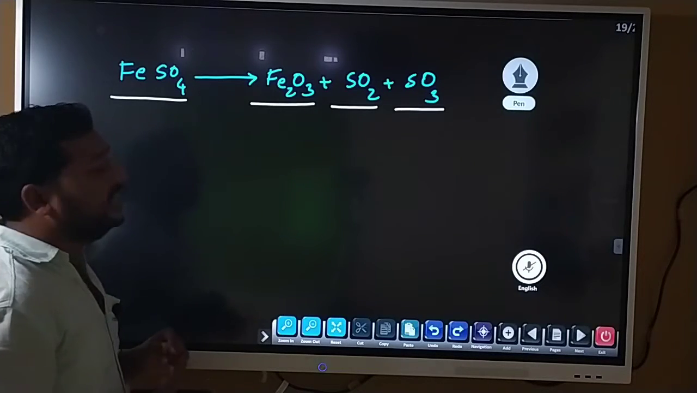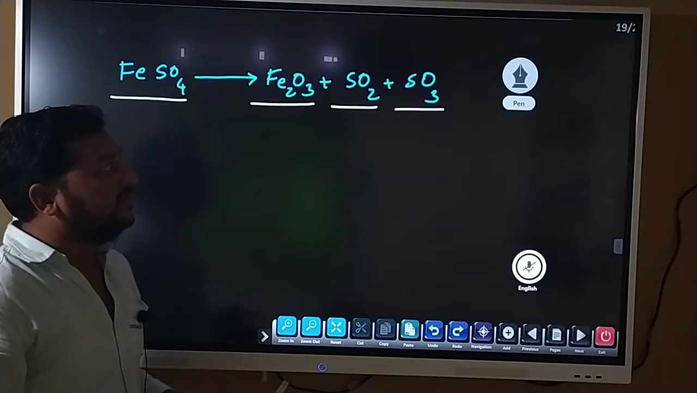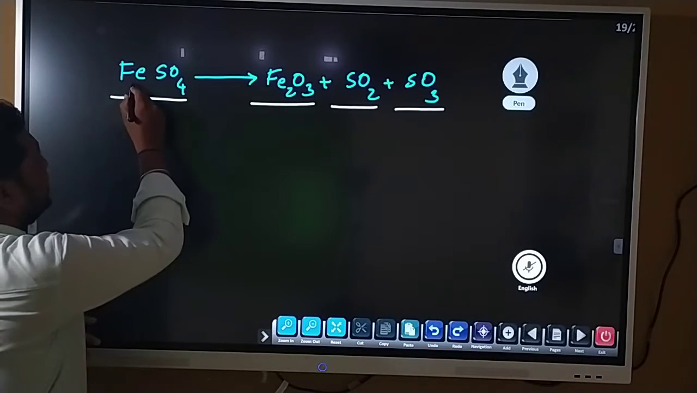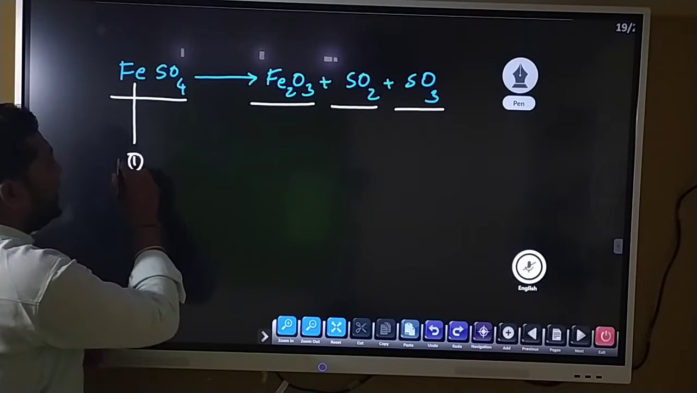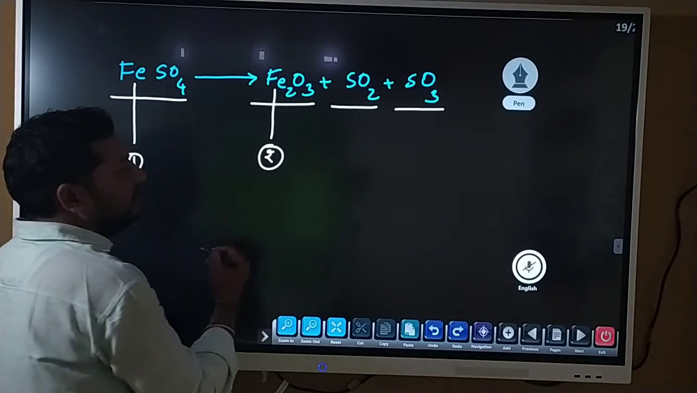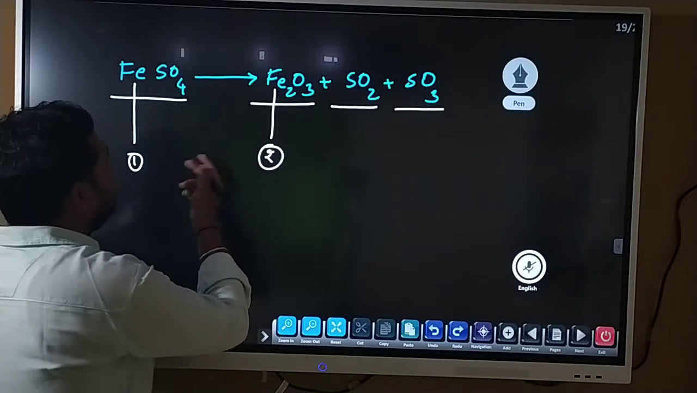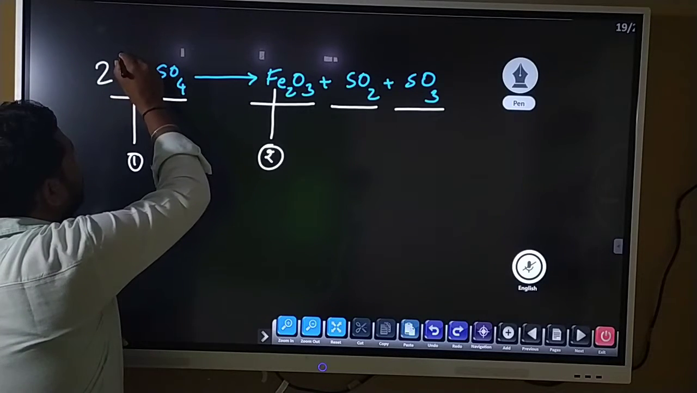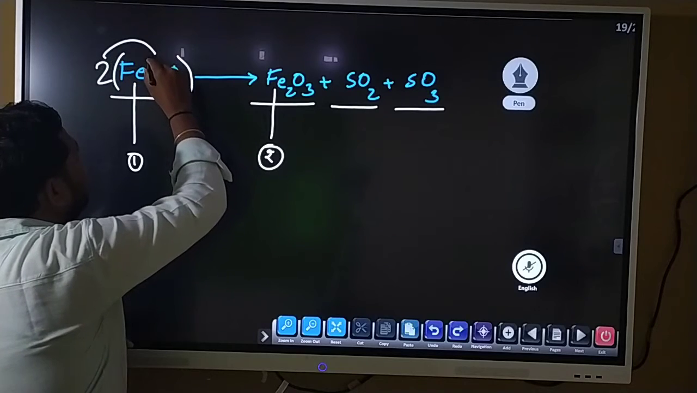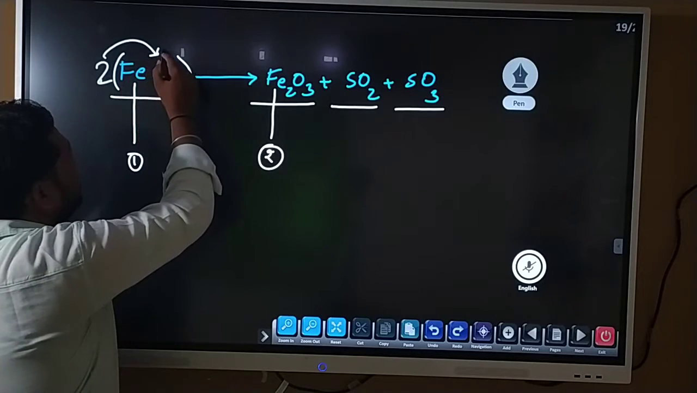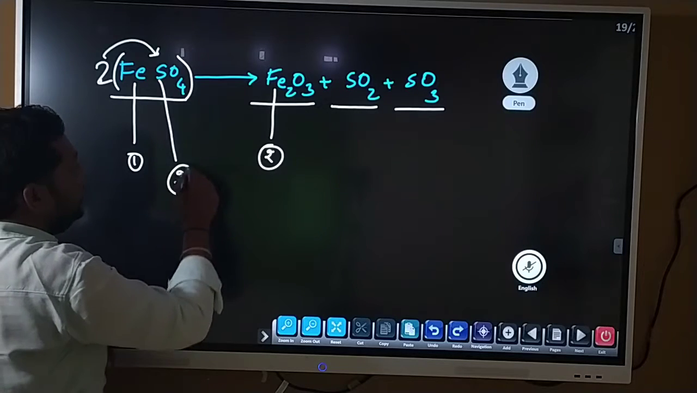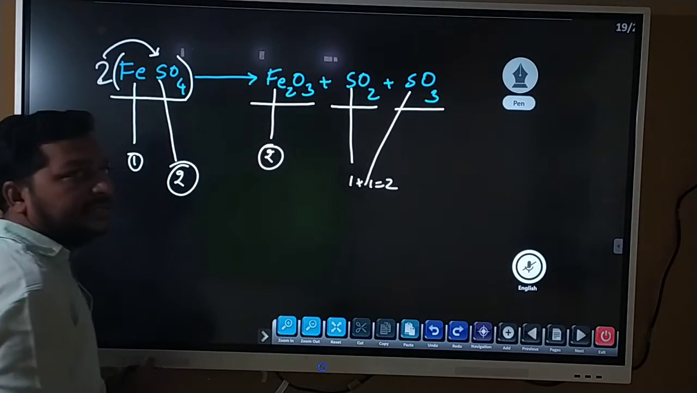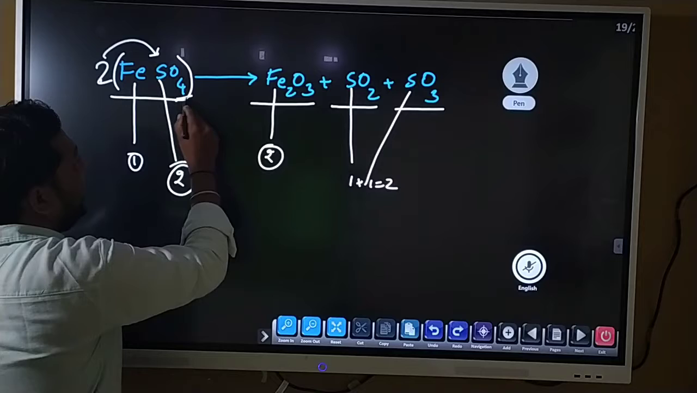Next one, ferrous sulfate decomposes into ferric oxide, sulfur dioxide and sulfur trioxide. We have to check whether it is skeletal or balanced. First compare the iron. Here we have 1 iron atom, here 2 in number. So just manage. Here it is 1 in number, here it is 2. We just have to write 2 here. Clear? Now, how many sulfur? This 2 is related to all the atoms. That's why 2 into sulfur, there are 2 sulfur atoms. Here 1, here 1, equal to 2. It gets balanced. Now here oxygen already has 4.